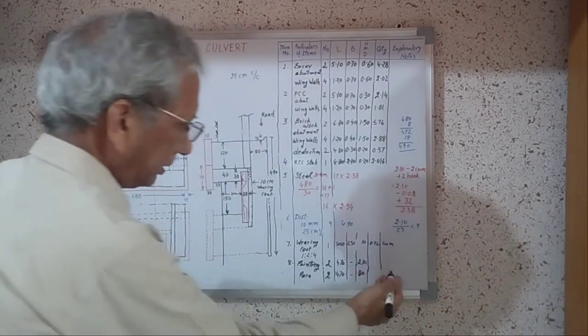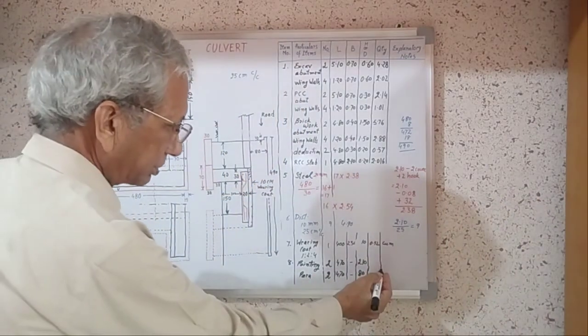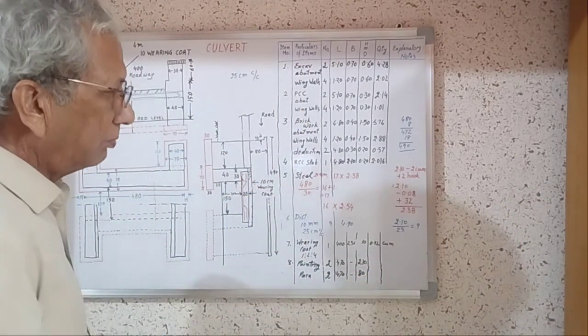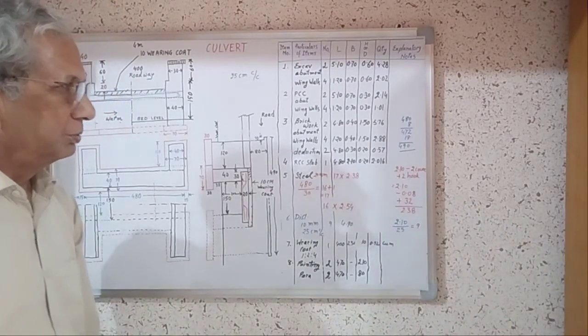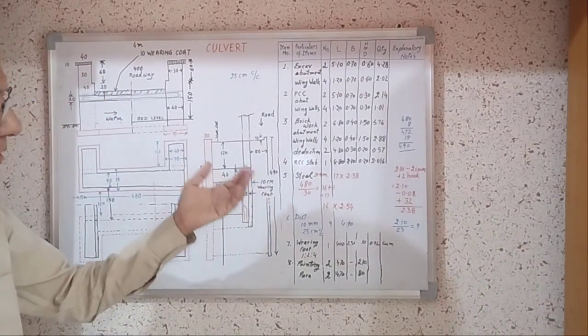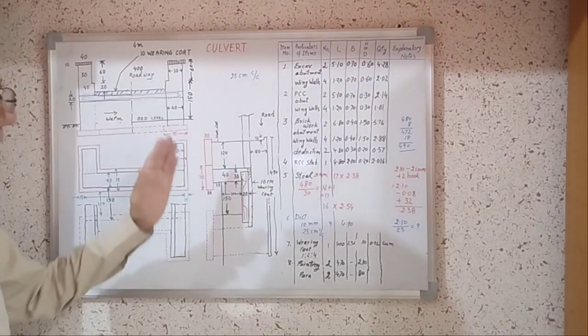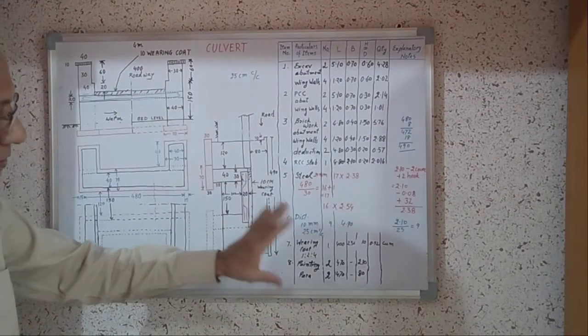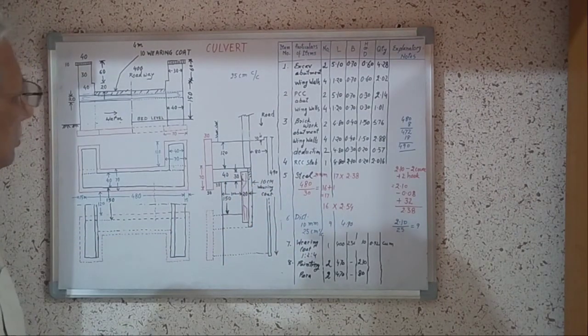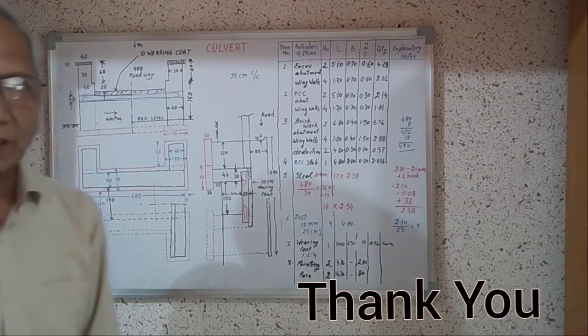Now we will do the calculation. This will be the result. This is all about the calculation of the different quantity of the different items of the culvert. This is the estimate of the culvert. There are minor items which we have not accounted for. Thank you very much.